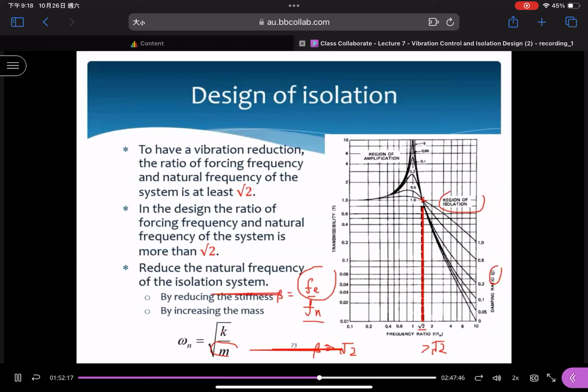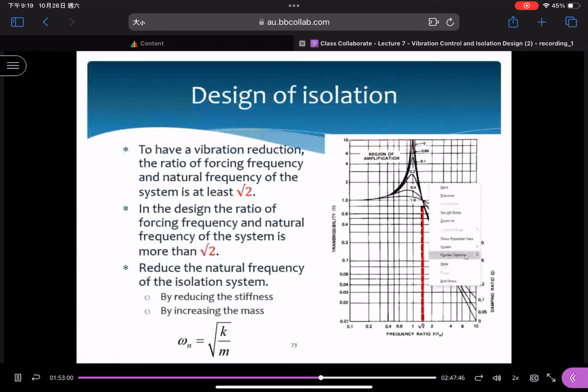What parameters can we change? The stiffness. It depends on what types of springs you install to support that system. That means if you change the value of K, we can change the value of Fn. Correct? If we can change the frequency Fn here, we can change the frequency ratio in such a way that we have to make sure that it must be larger than √2. Do you know what I want to share with you?